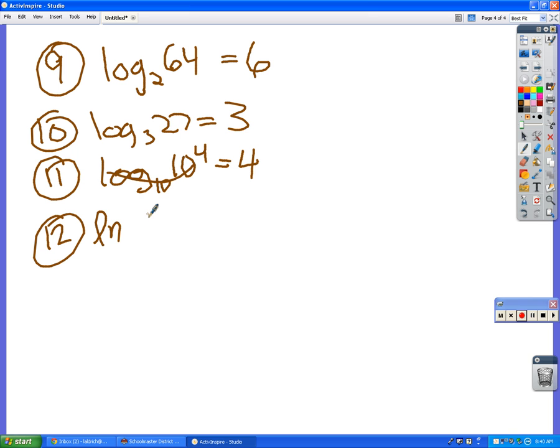And then number 12, natural log of 1 over e to the 5th. What's the base of the natural log function? E. So this is saying e to the what power equals 1 over e to the 5th. Negative 5, because you can rewrite this as natural log base e of e to the negative 5th, because of that whole negative exponent thing. Now the natural log and the e's cancel and you get negative 5. So you're close, Rebecca, but it's not fractions, it's negative exponents when it's on the bottom. Okay?